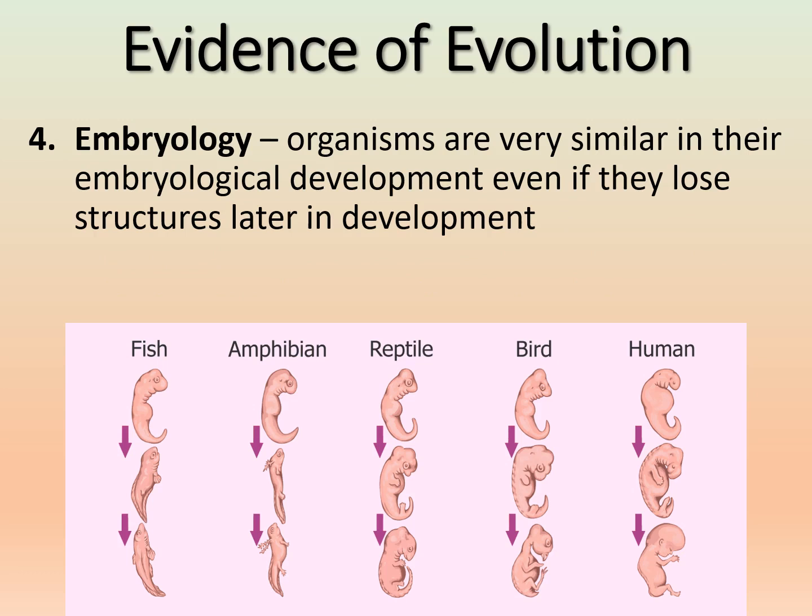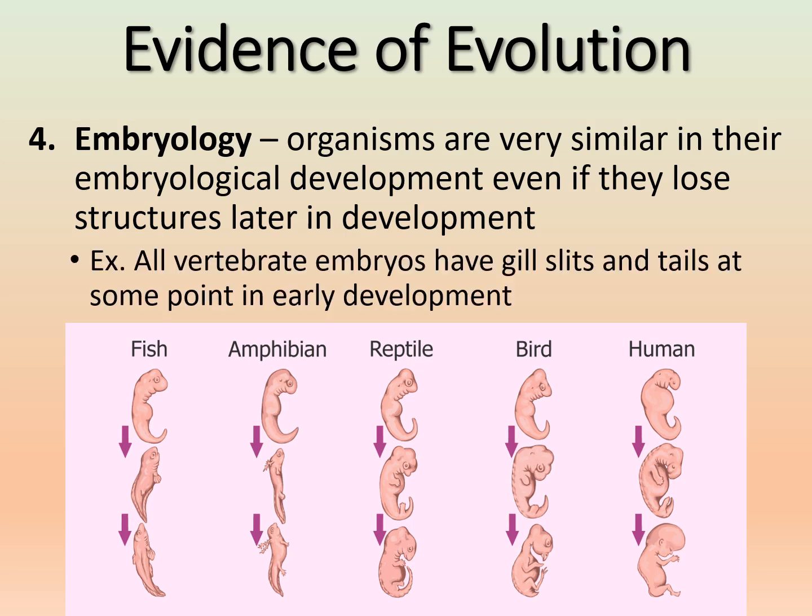So some more evidence of evolution is in embryology. You can take whole classes on embryological development, but essentially organisms are very similar in their embryological development, even if they lose those structures later in their life or later in the development. So we're talking across species, even species with no recent common ancestor. For example, we have all these vertebrate embryos in this picture. They all have gill slits and tails at some point in early development.